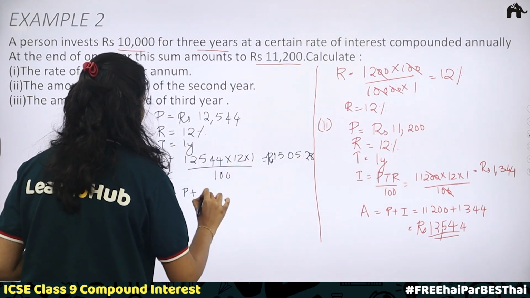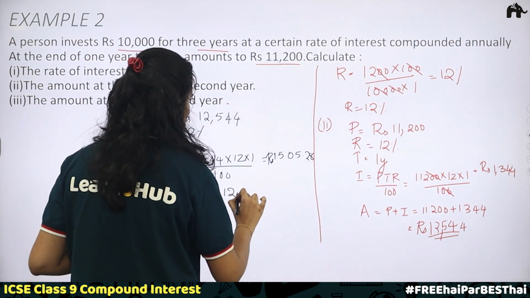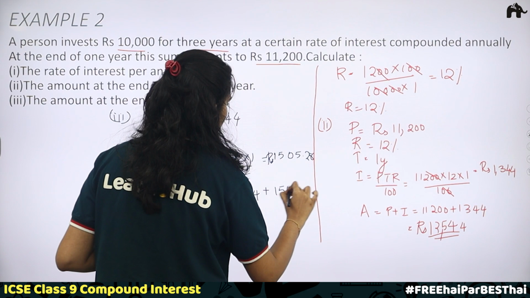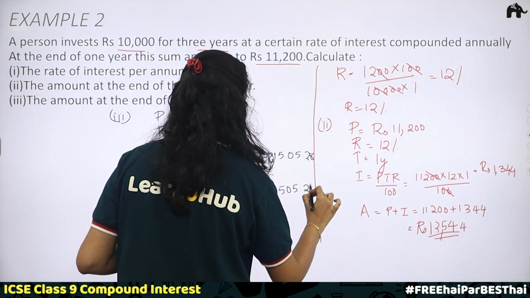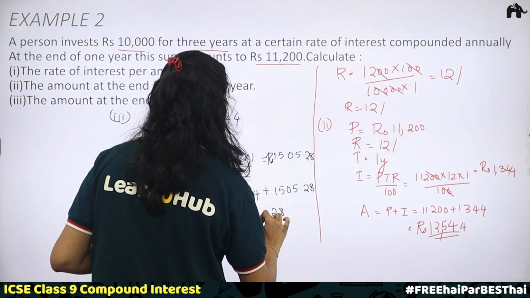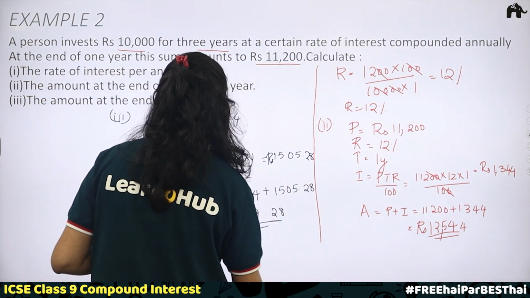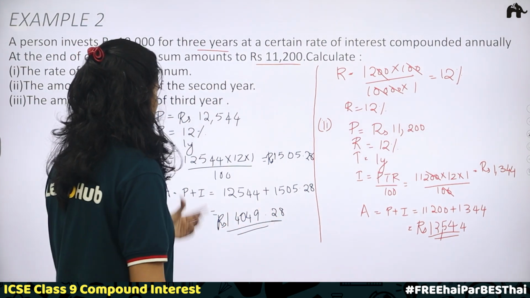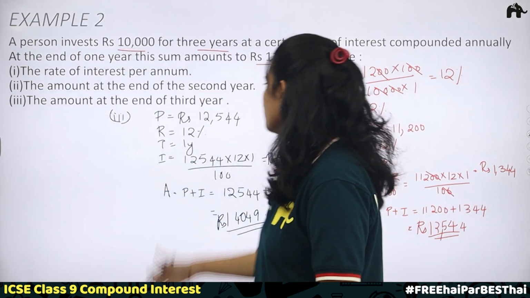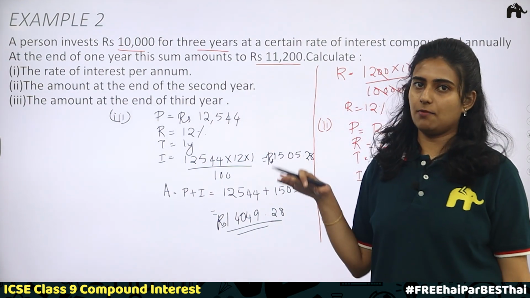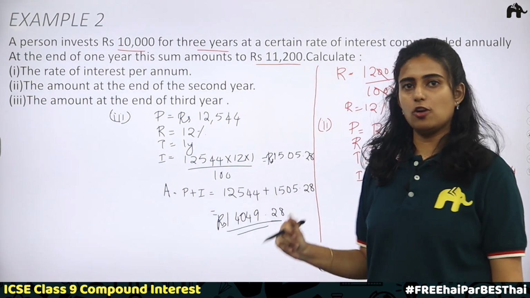And what is the amount? Amount is principal plus interest. 12,544 plus 1,505.28. You will be getting 14,049.28. So this is the amount at the end of third year. Clear? So finding interest and finding the amount. So the same steps you will be following.